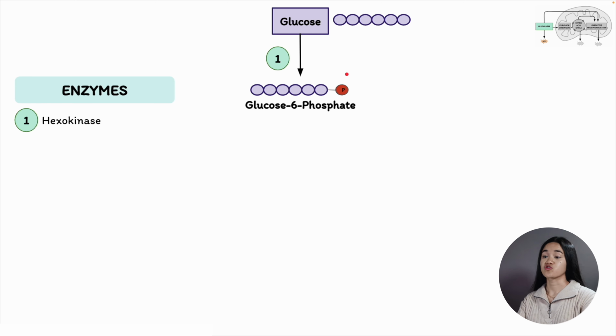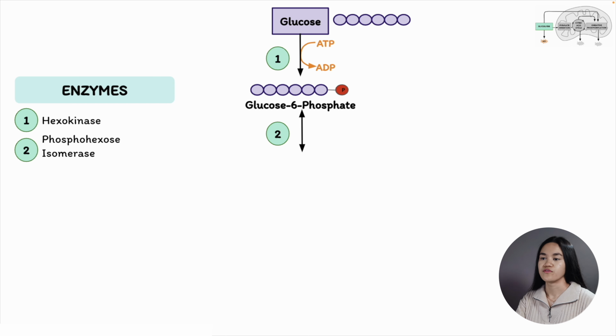The reason for this is so that glucose can't leave the cell, because the plasma membrane doesn't have transporters for phosphorylated sugars. We're cuffing the glucose so it can't leave. This step requires ATP. So ATP becomes ADP. ATP is the phosphoryl donor in this reaction, and this reaction is catalyzed by hexokinase.